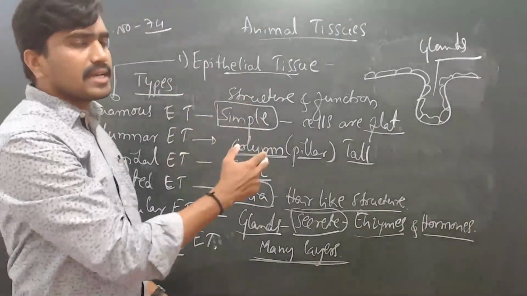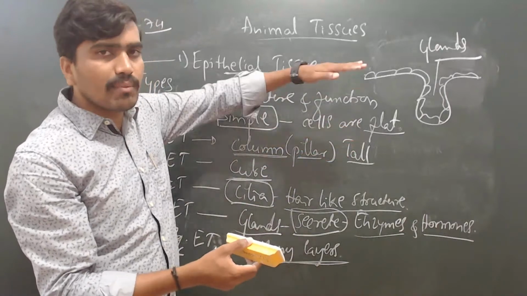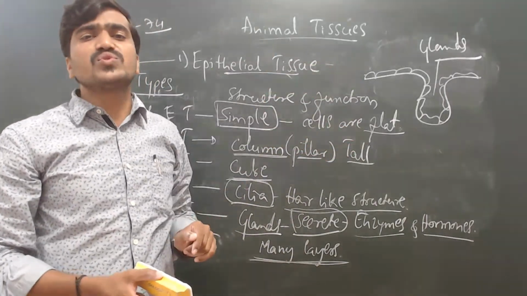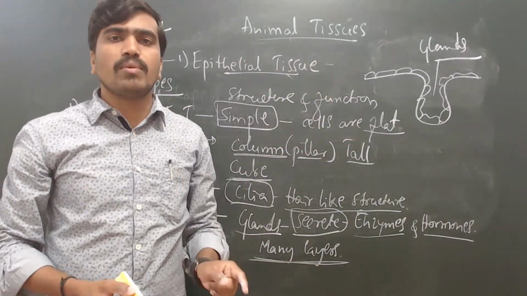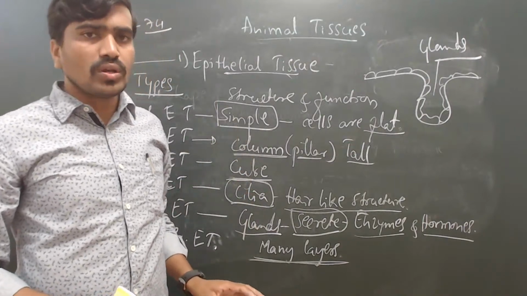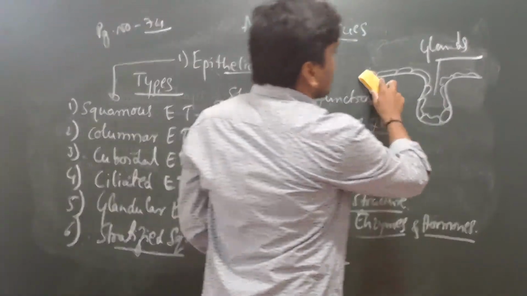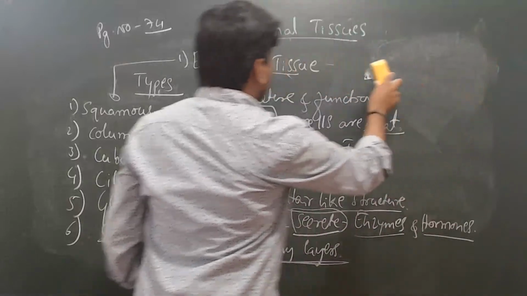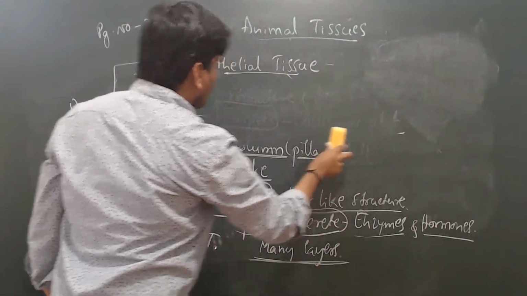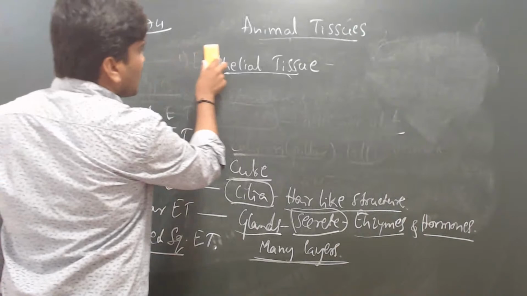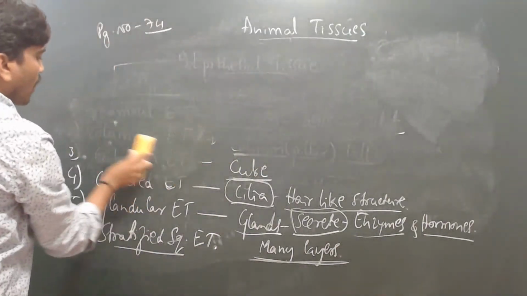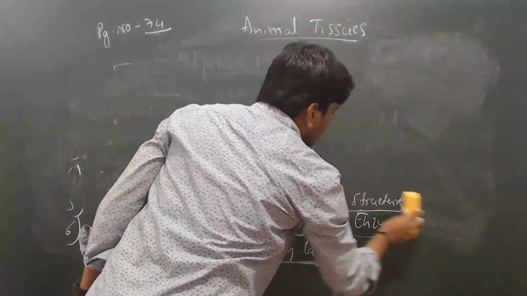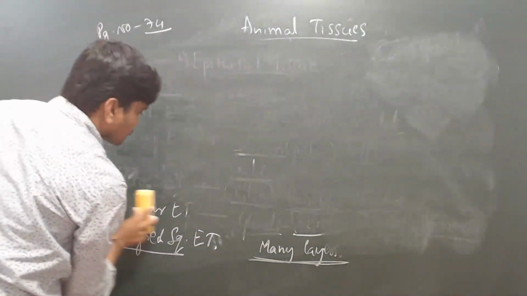And when it is many layers arranged one above the other, which one do we call that? Stratified squamous epithelial tissue. Now, with the help of this structure, which is also in your textbook, I will explain one by one. Just remember this, okay?